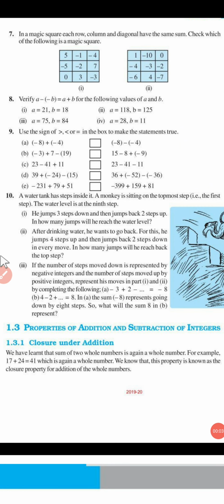Hello children, we have completed up to question number 7, exercise 1.1. Today we will understand question number 8.